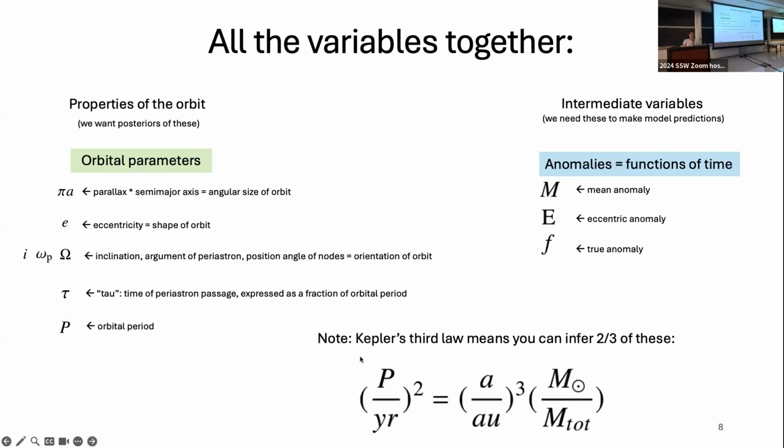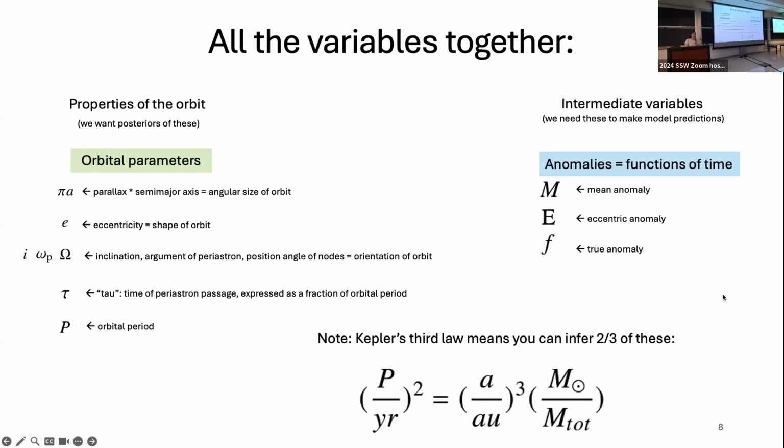A note to keep in mind is that Kepler's third law is also a thing. It relates the period, the semi-major axis, and the total mass in the system. So this is also something that comes out of solving the two-body problem. So Kepler's third law means that you can only infer 2 out of 3 of these. So sometimes when people are doing orbit fits, they'll infer total mass and not period, or some other combination. So you can only get 2 out of the 3.